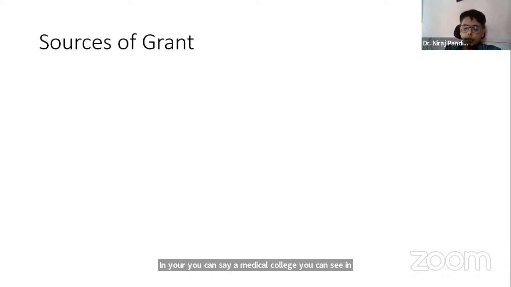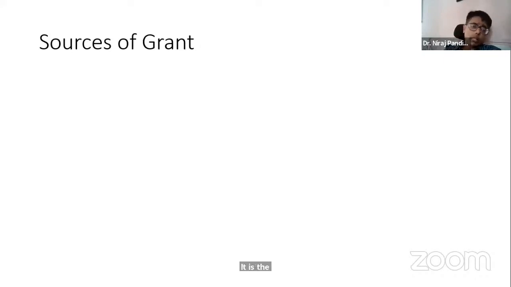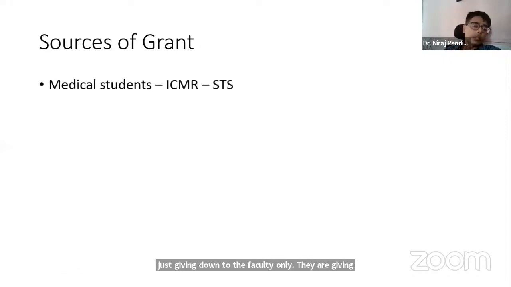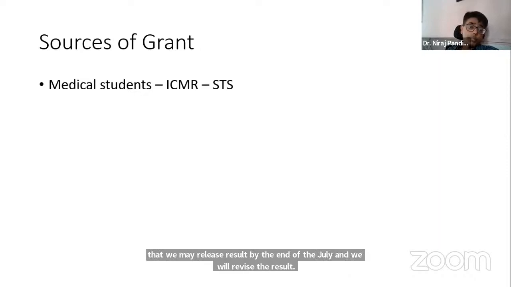See, in India, the Indian Council of Medical Research is the best agency to give grants, and they are not giving grants to faculty only. They are starting grants from the medical student level. You all know ICMR STS is very important and prestigious. This time, you will be surprised, there were more than 20,000 submissions, and because of that it is still delayed. The result should have been announced by April, but now it is July. They say they may release the result by the end of July. So it is going to be a very important competition in this area.